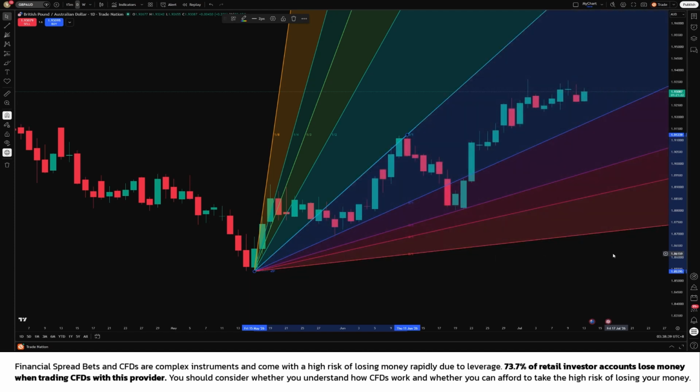The surrounding angles provide additional context. Steeper angles suggest stronger momentum, while flatter angles indicate slower, more gradual movement. If price begins to drift toward flatter angles, the trend may still be intact, but with reduced strength.